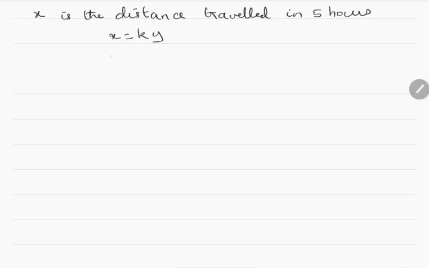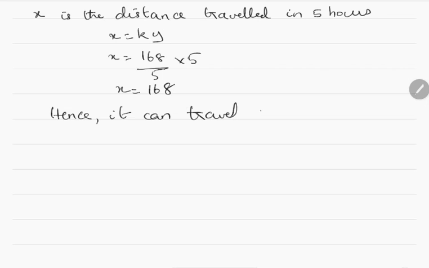Now let x be the distance travelled in 5 hours. Using the relation x is equal to ky, x will be equal to, k value is 168 by 5 into y value, we know it is 5. x is equal to 168. So hence it can travel 168 kilometers.